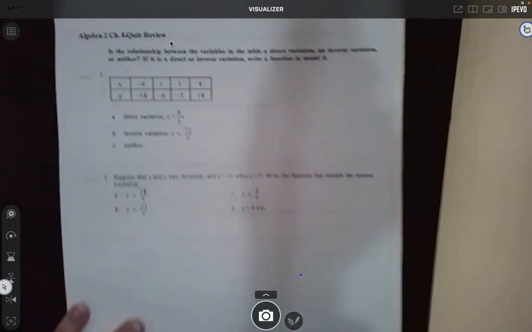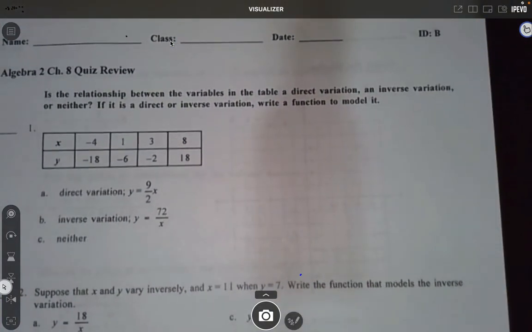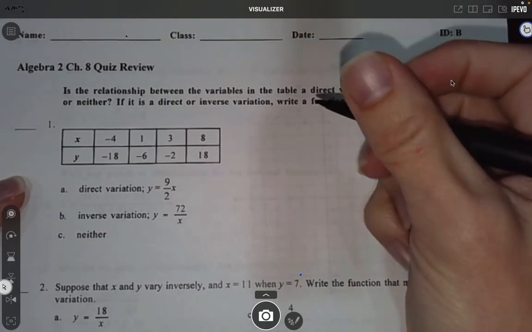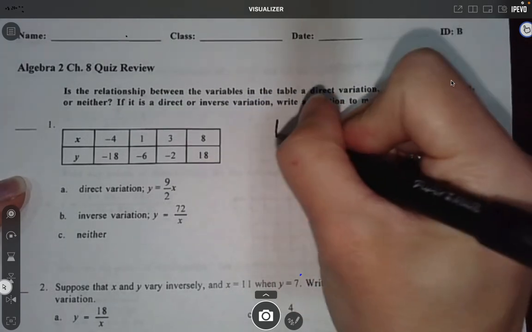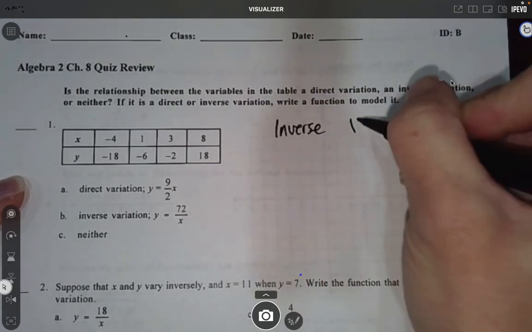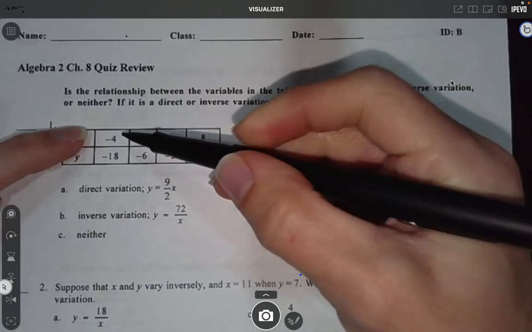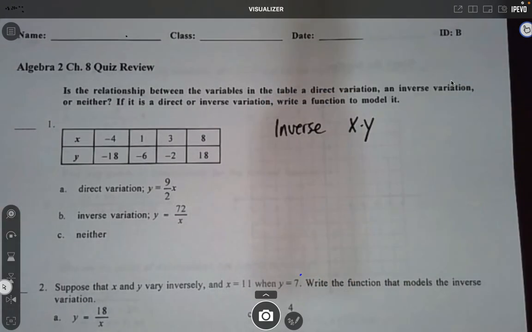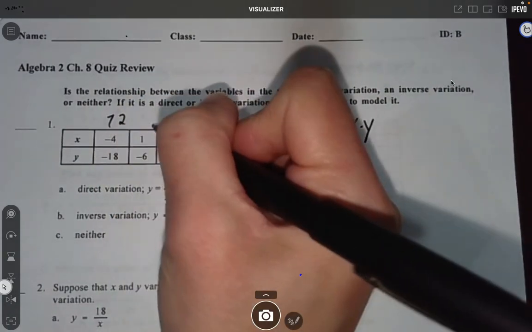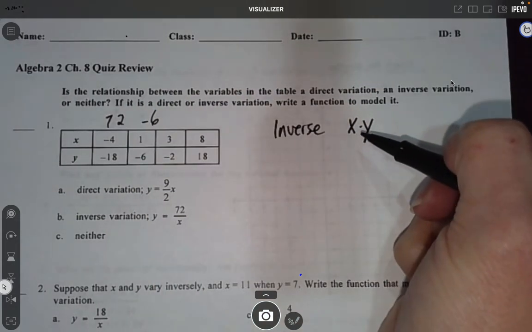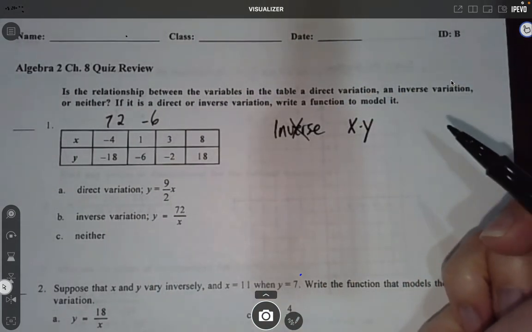All right, so the first one, we're trying to see if it's direct or inverse. If you remember, for inverse variation, you multiply x times y, and let's see if it's the same. So what's negative 4 times negative 18? 72. What's 1 times negative 6? Okay, so is it inverse? No. Okay, so let's see if it's direct.